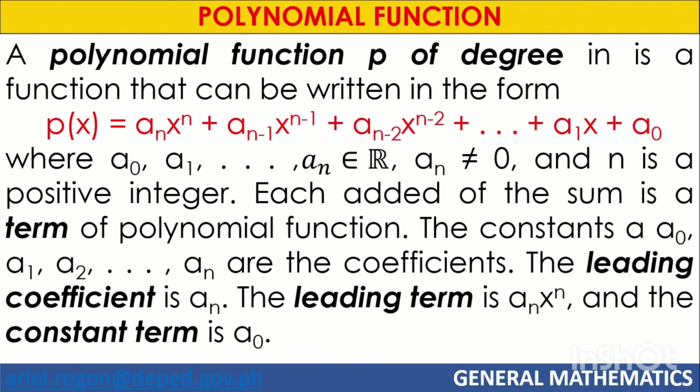And n is a positive integer, so each added of the sum is a term of the polynomial function. The constants a sub 0, a sub 1, and a sub 2 up to a sub n are the coefficients. So the leading coefficient is a sub n. So nandito is the leading coefficient, and this one is the constant term. Okay?